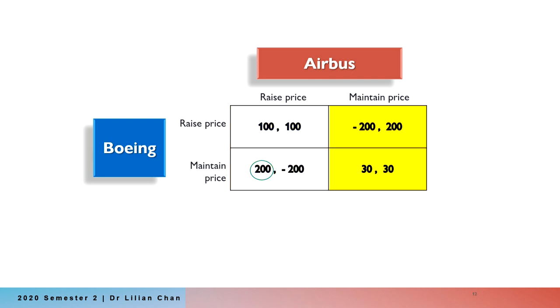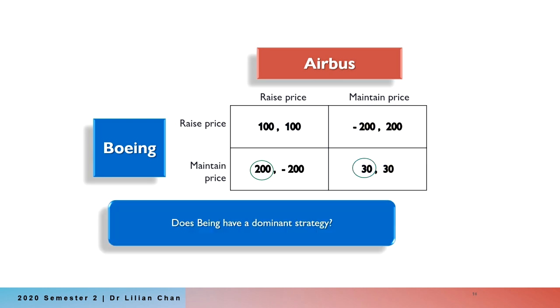What should Boeing do if Airbus maintains its price? These are the expected profits for Boeing. If Boeing raised its price, but Airbus did not, Boeing would lose its customers to Airbus, and so it will make an economic loss of $200 million. Ooh. Obviously, if Airbus maintains its price, Boeing should also maintain its price. So does Boeing have a dominant strategy? In this game, yes. Boeing has a dominant strategy, which is to maintain its price.